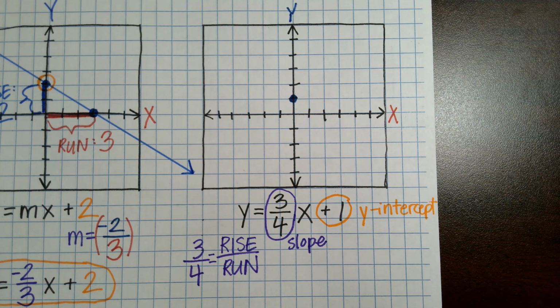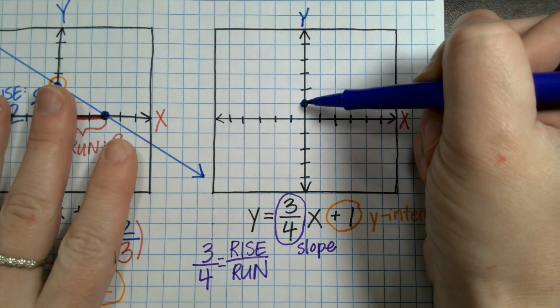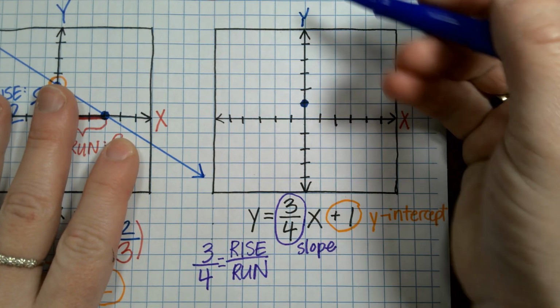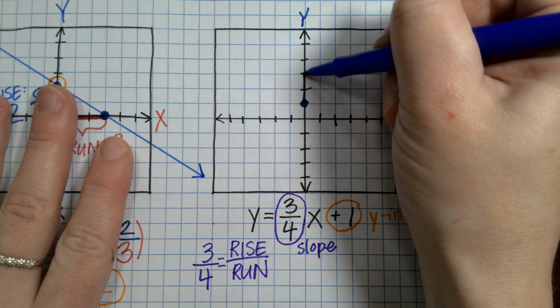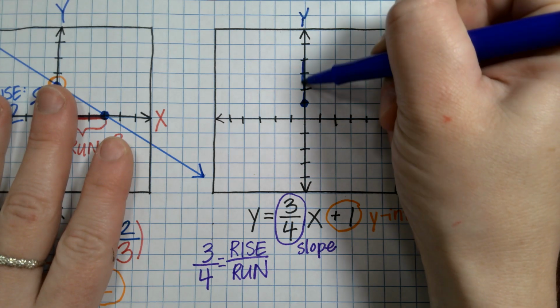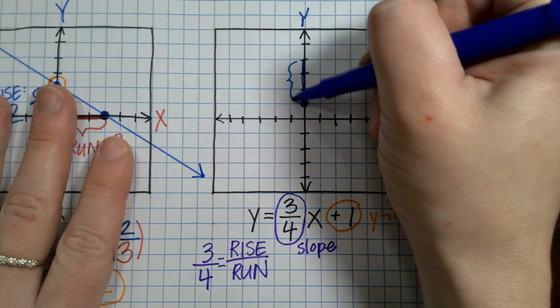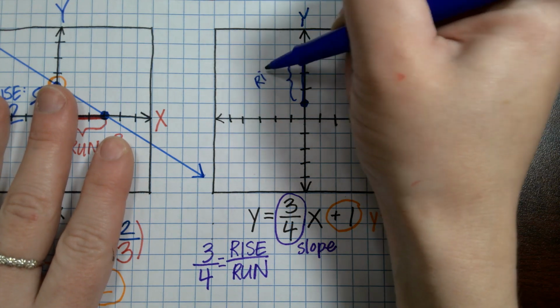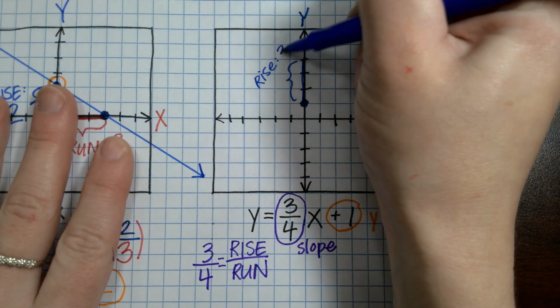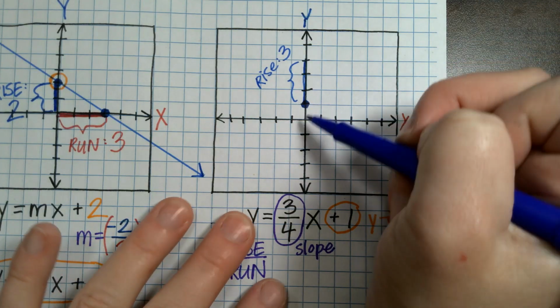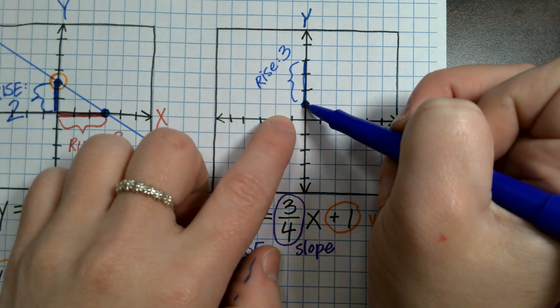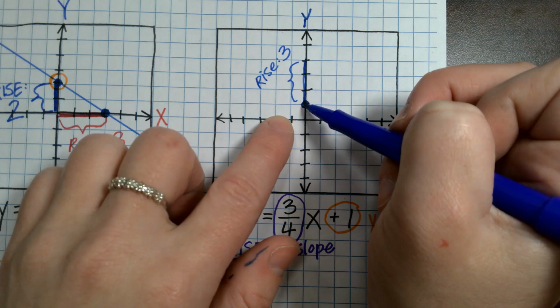Since it's positive 3 over 4, we're going to start from our y-intercept at 1, and I'm going to count my rise first. I'll go up 1, 2, 3. There's my rise. You guys see that? We counted from our point that we made. Don't start from 0. Count from the first point at the y-intercept.